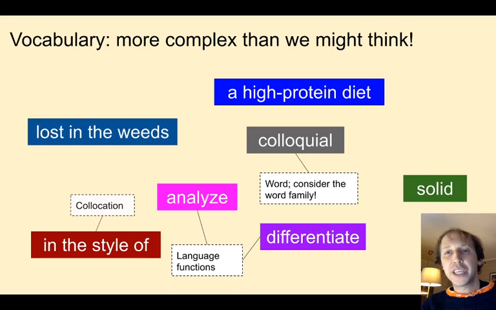A collocation is a helpful way of thinking about language. These are common phrases that show up in a particular discipline. I chose "in the style of" as something that might be a collocation in visual arts, for example.